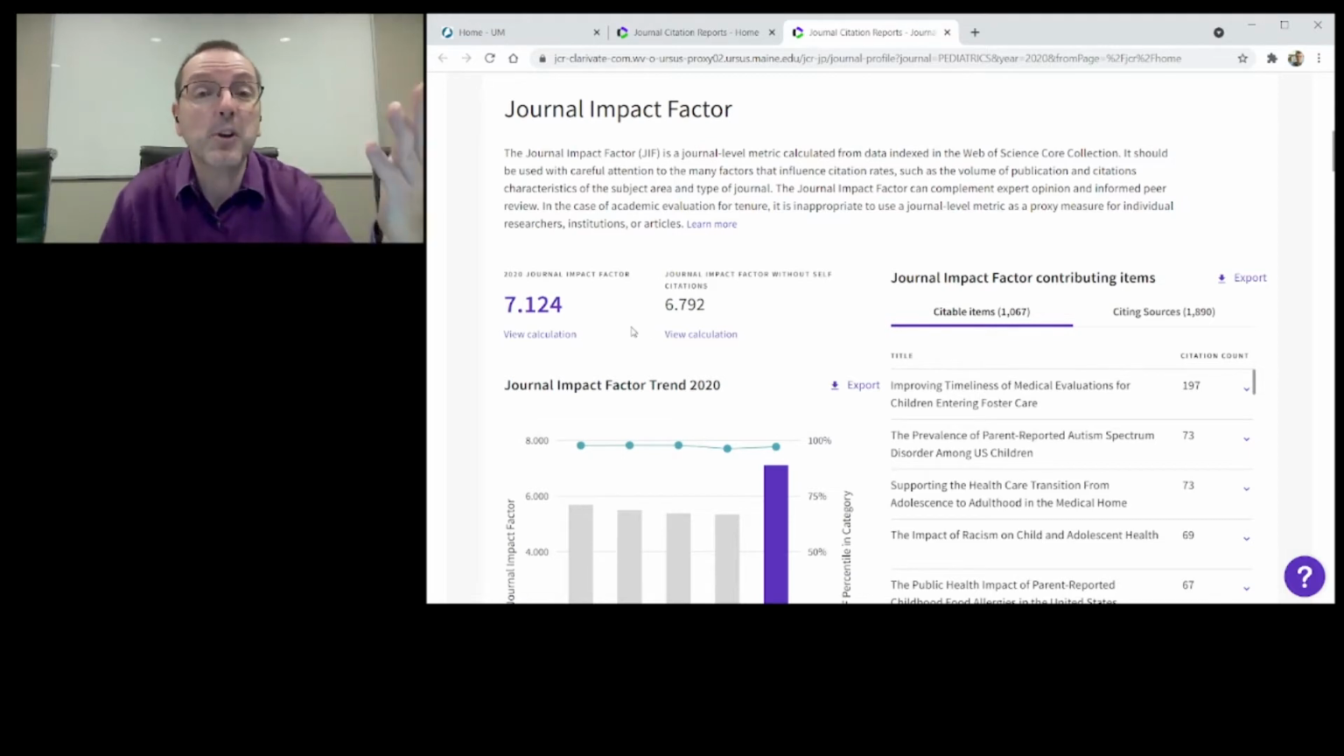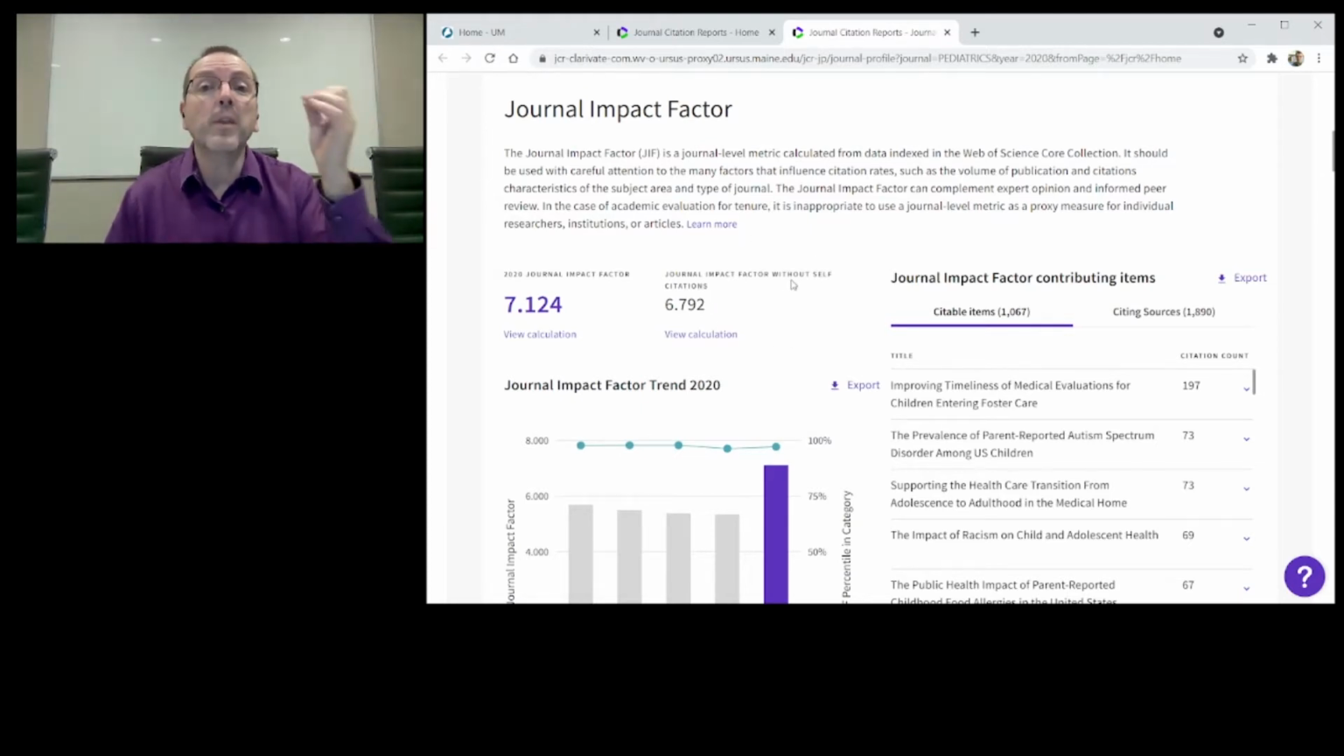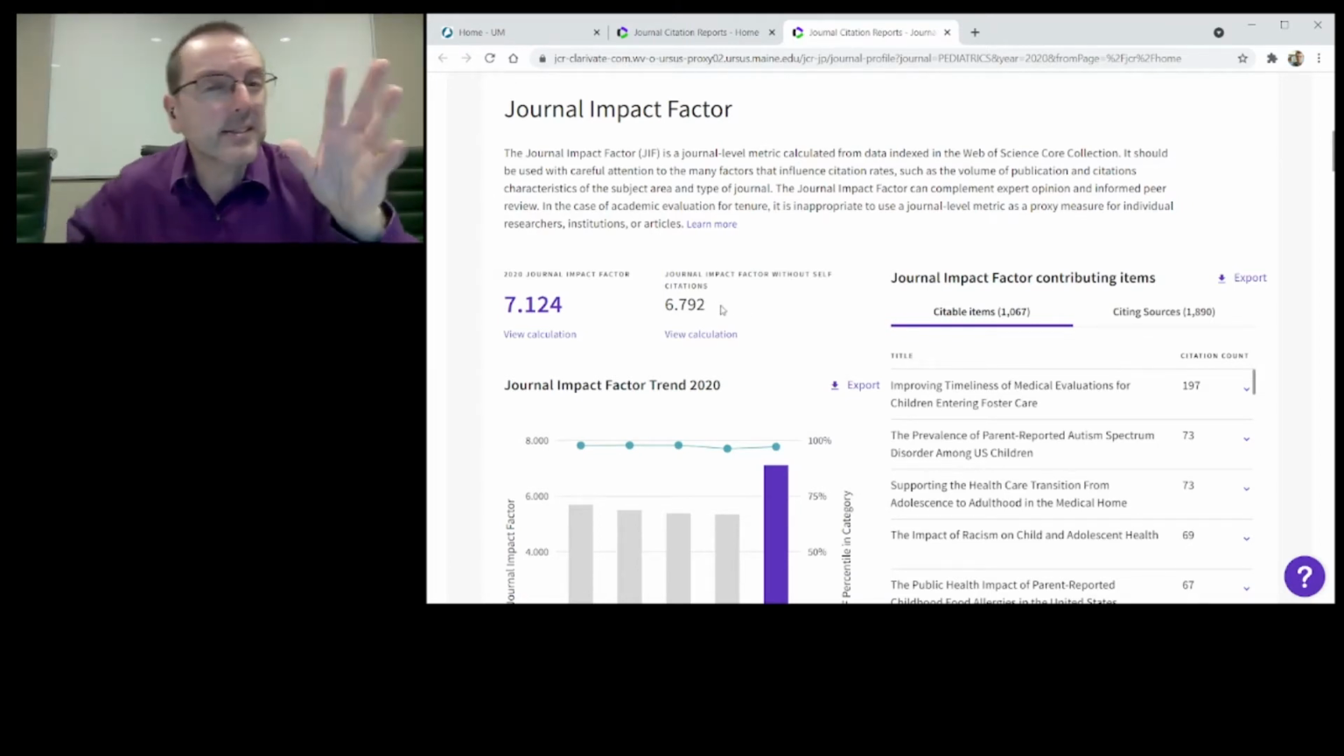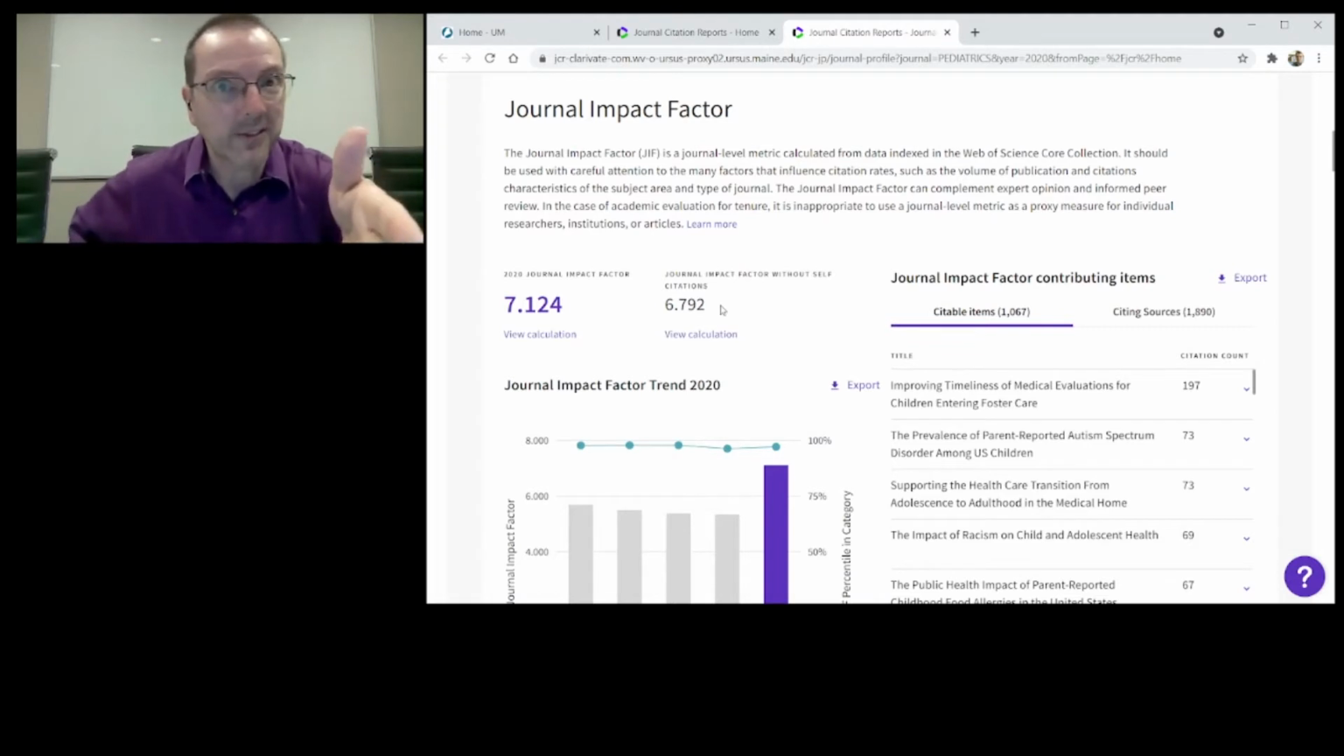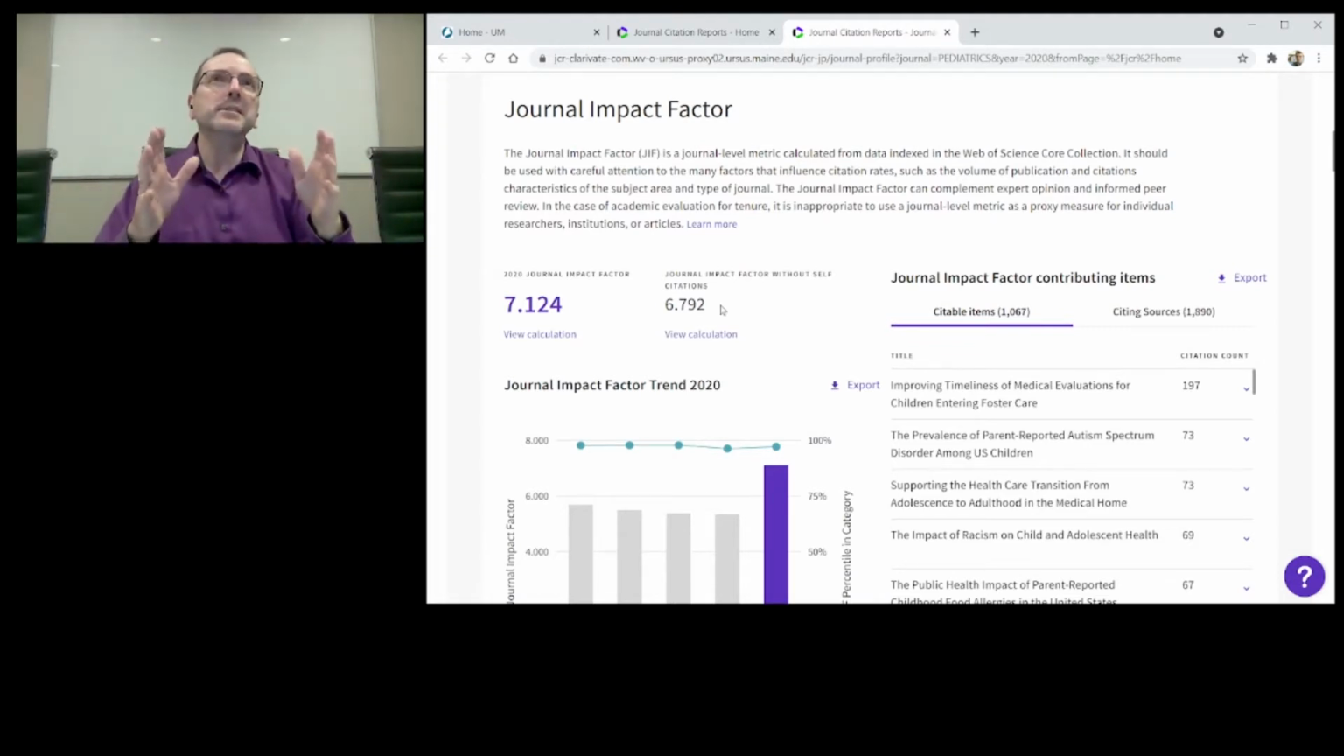and also just helps you to understand what that number means. You'll notice there's one other impact factor right next to it that says the journal impact factor without self-citations, and that's 6.792. And what this number does, it's a slight drop, which is still a phenomenal number. But what it does is it adjusts the impact factor for what are called self-citations.